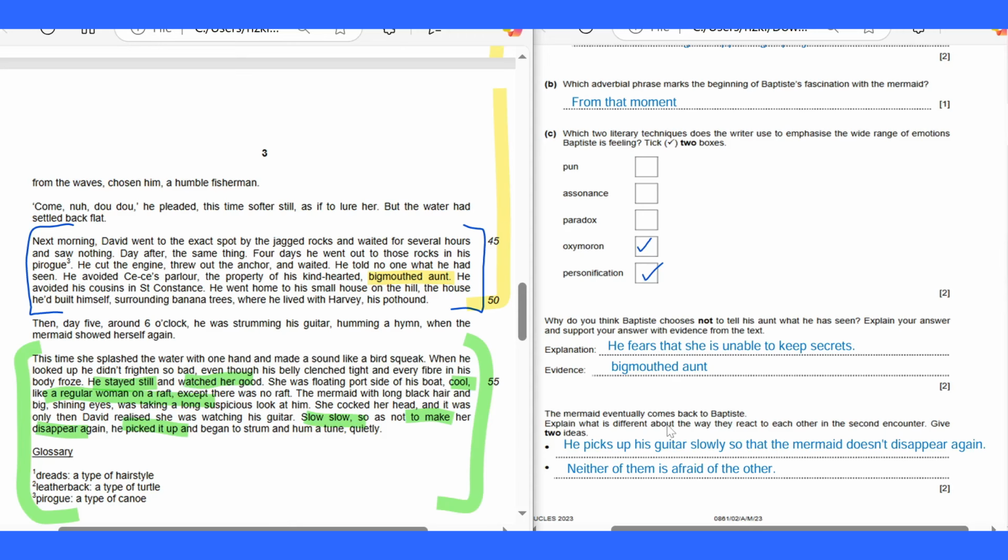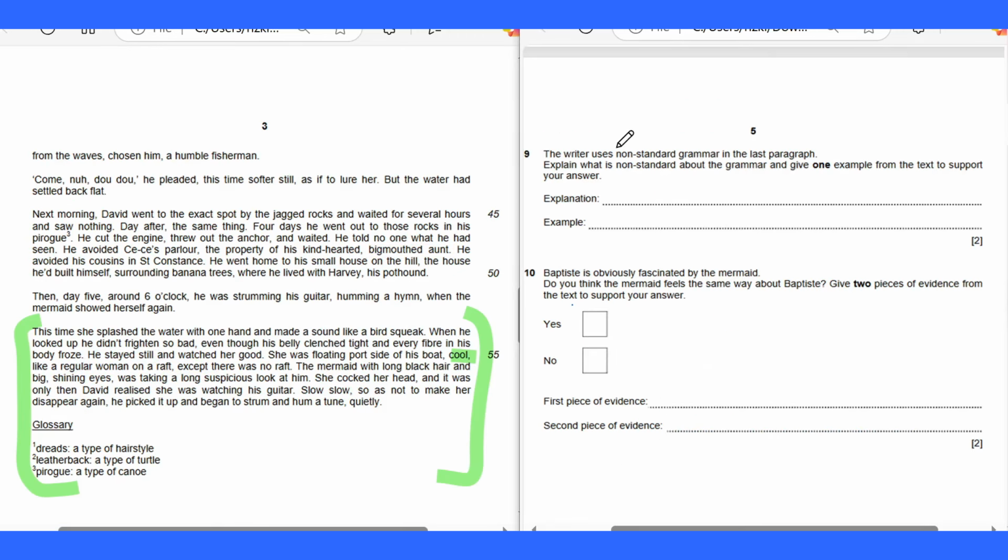Alright, let's move on. The writer uses non-standard grammar in the last paragraph. Explain what is non-standard about the grammar and give one example from the text to support your answer. Explanation, example, 10 seconds. So we see from the last paragraph.